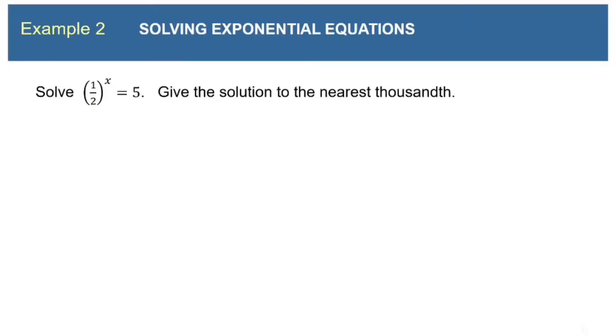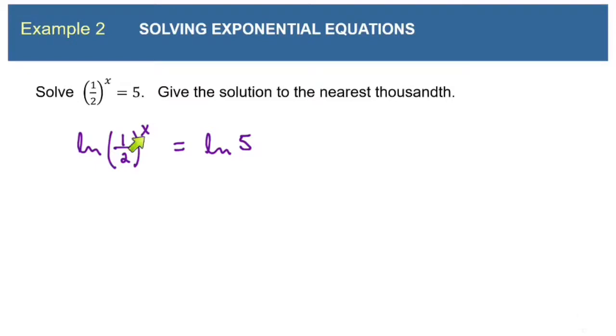And here in example 2, this one looks a little bit different because the base is a fraction, but we don't treat it any different. We're still going to solve it the same way. So if you can't write 5 as a power of 1/2, which you can't, then what you'll need to do is take the natural log of both sides. So we will write natural log of 1/2 to the x equals natural log of 5.